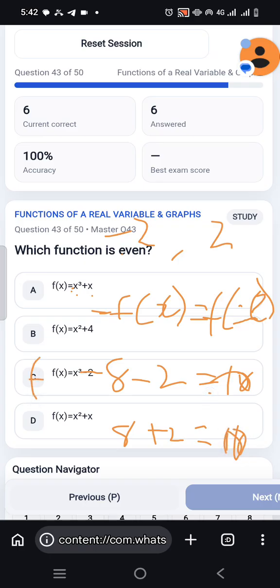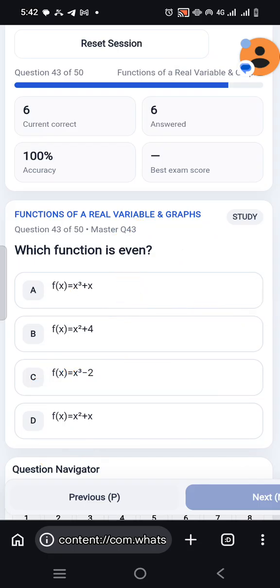So I do f of minus x and f of x. This one gives me 10, this one gives me minus 10. So that means they are not even functions because they did not give me the same thing, but they are odd functions because one is positive, the other is negative. But we have to find the even function. So this is an odd function.